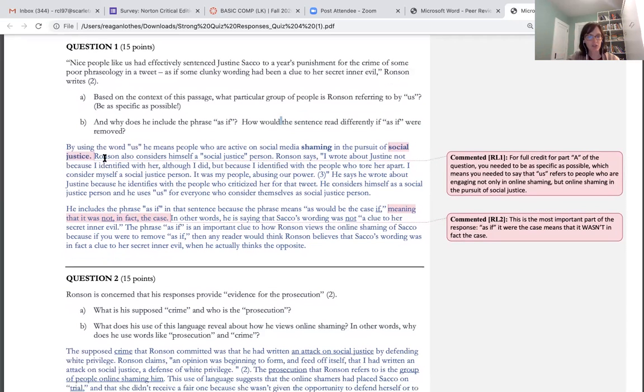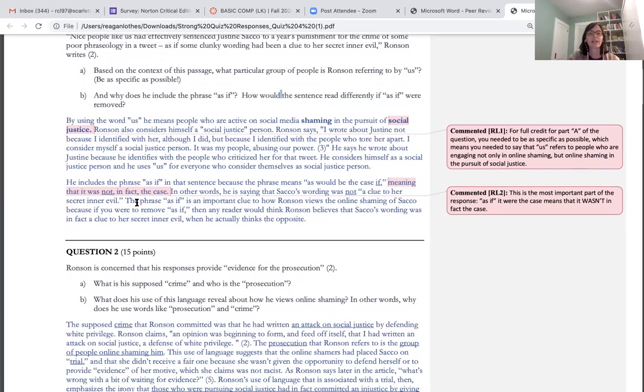Okay, so Ronson also considers himself a social justice person, and we get the quotation in which he does that. Ronson says, "I wrote about Justine not because I identified with her, although I did, but because I identified with the people who tore her apart. I consider myself a social justice person. It was my people abusing our power." So he says he wrote about Justine because he identifies with the people who criticized her for the tweet. He considers himself a social justice person, and he uses "us" for everyone who considers themselves social justice people.